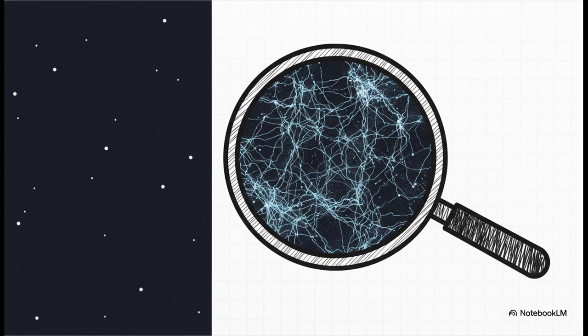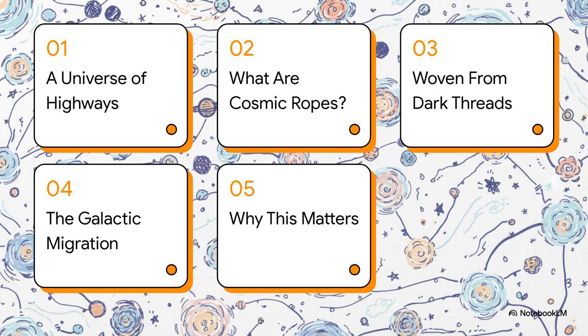There's an order to it all, a hidden framework that's choreographing this grand dance of galaxies. So in this explainer, we're going to take a journey through this incredible structure. We'll discover these hidden highways, figure out what they're actually made of, follow a galaxy on its epic migration, and finally, we'll understand why this invisible architecture is one of the most important ideas in all of modern astronomy.